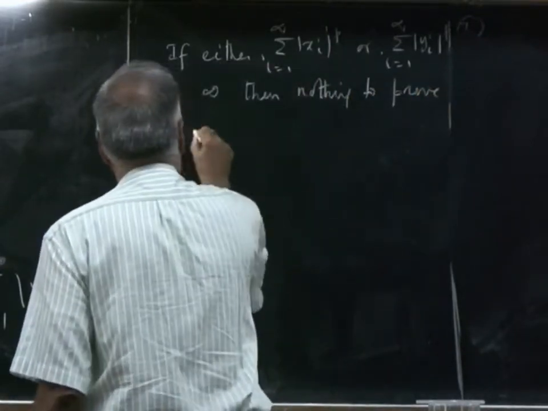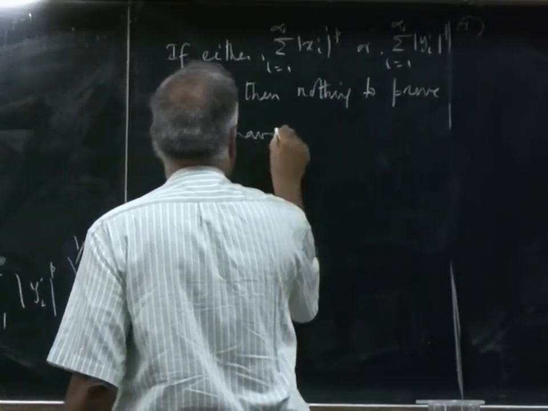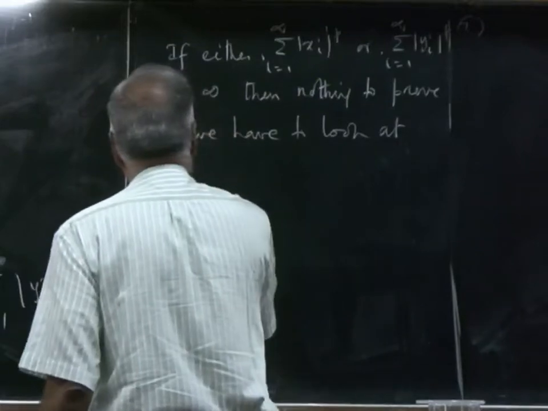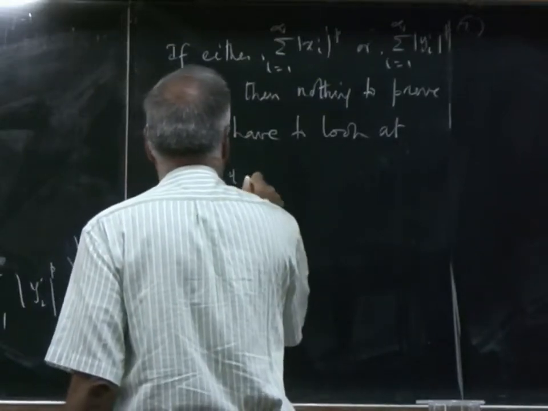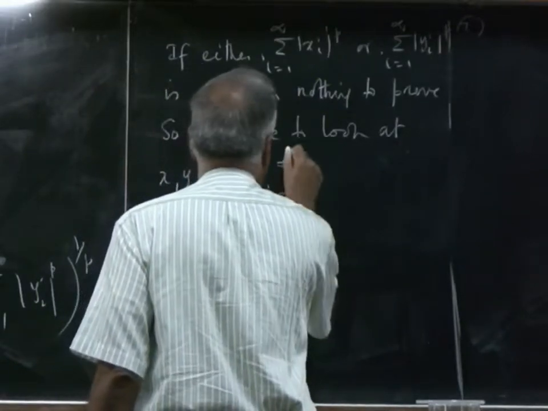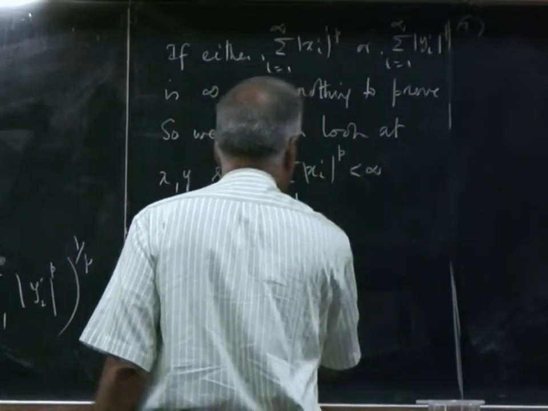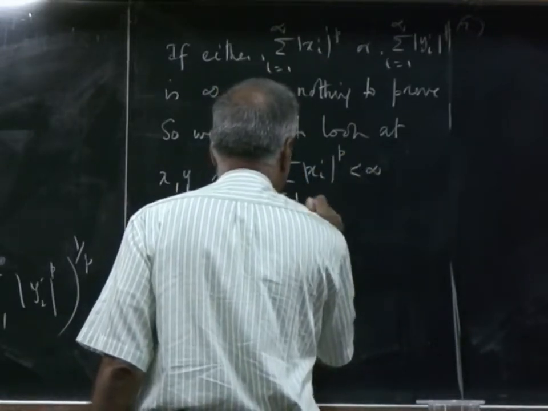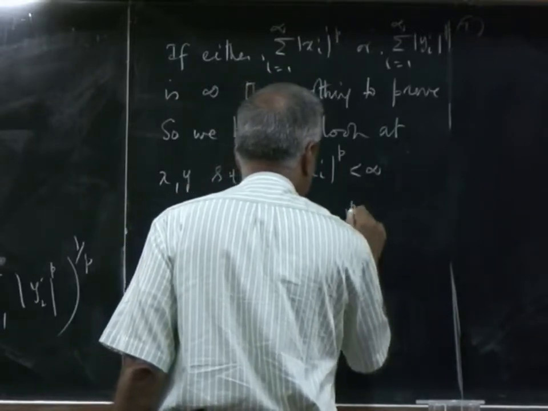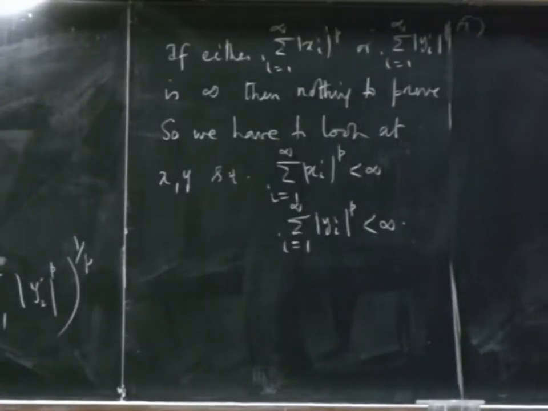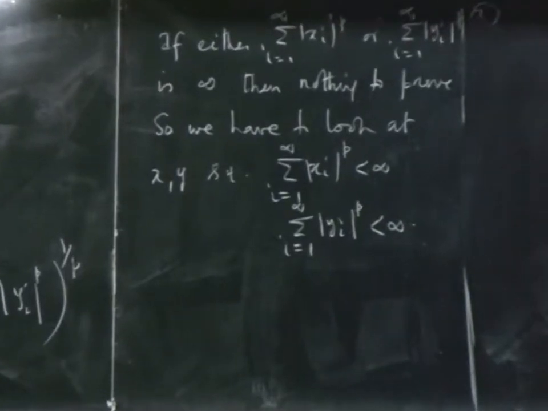So we have to look at x, y such that for both, the two sums are finite. For both, they must be finite, and then see what we get. This is trivial; one of them turns out to be infinite.